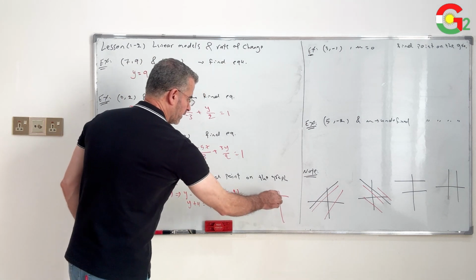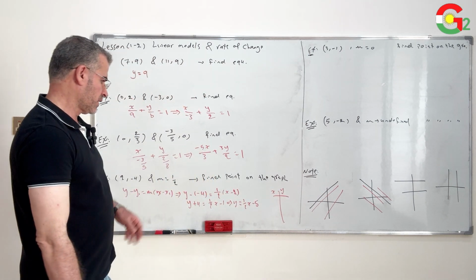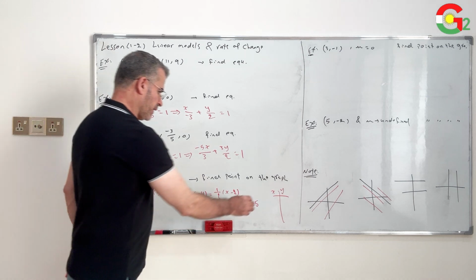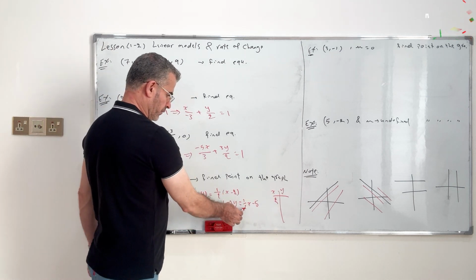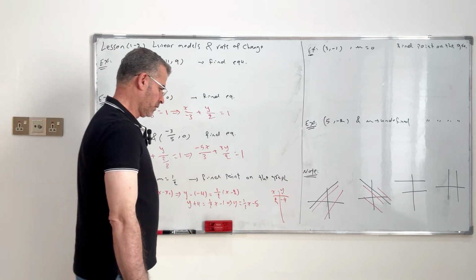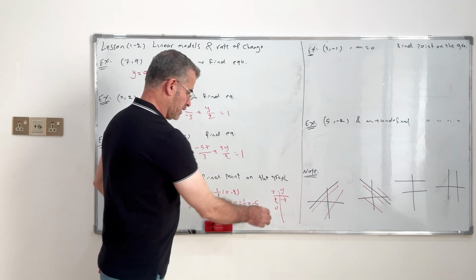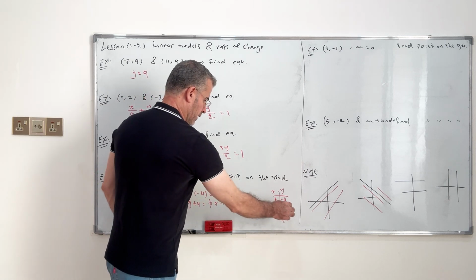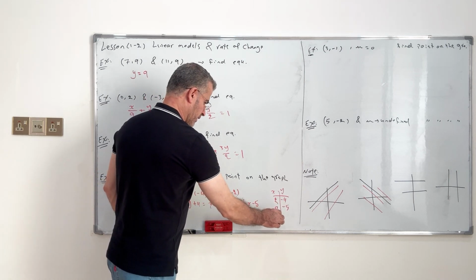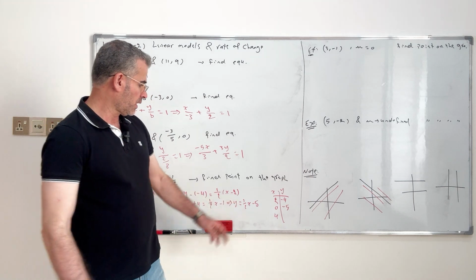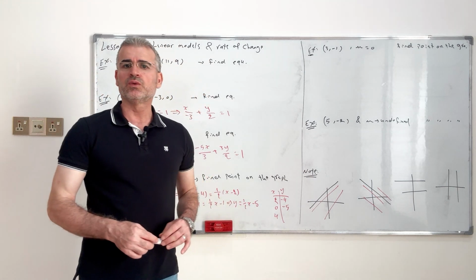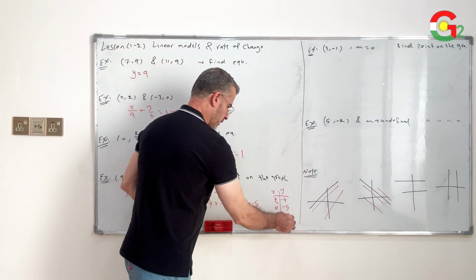Now I can find a point on this graph, on this line. The given point is when x is 2, y is negative 4. When x is 0, then y is negative 5. If I set x to 4, then 4 over 2 is 2, minus 5, negative 3.